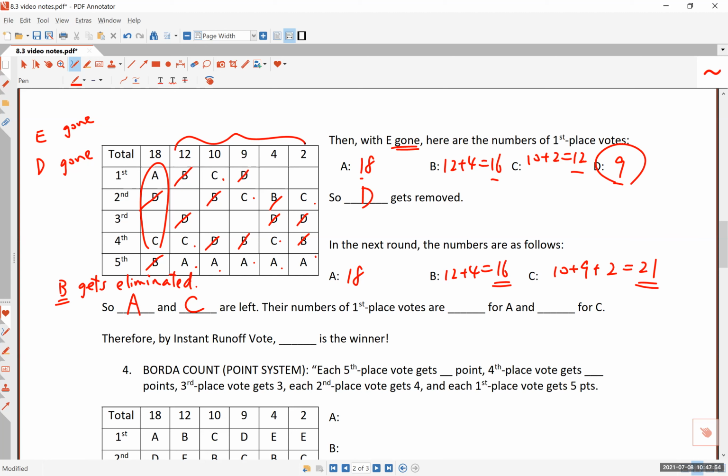And this is now a pairwise comparison, just like we had before. The number of first place votes is 18 for A. Everybody else, which is what, 37? Yeah, 37 people for C. Okay, and they add up to 55, the total number of votes. So by the instant runoff vote method, C is actually the winner. C wins.